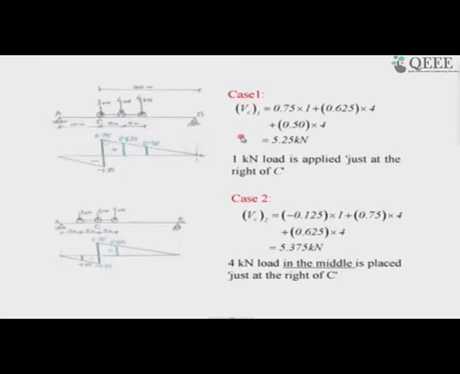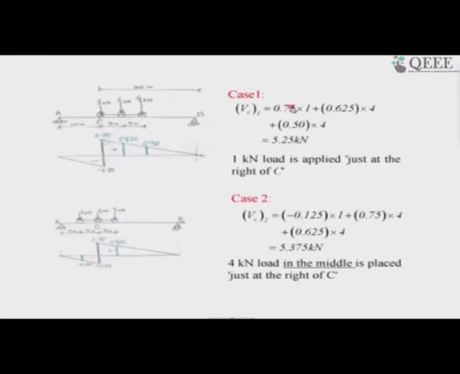Now, I am sure that you will be understanding it very well. Carefully observe that I wanted the effect of this 1 kilonewton load. I have a 0.75 ordinate of the influence line diagram for the shear force at C, which are the values of a unit load when it moves from here to here. What are the shear forces at this point? We have plotted it, and we got 0.75 when the 1 kilonewton load is just right of C. So, the ordinate is 0.75. So, 0.75 into 1 plus 0.625 into 4 plus 0.5 into 4.